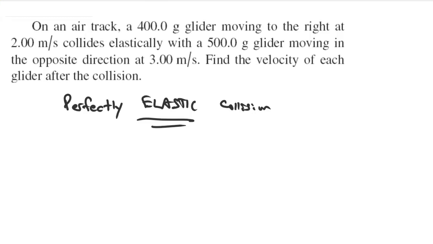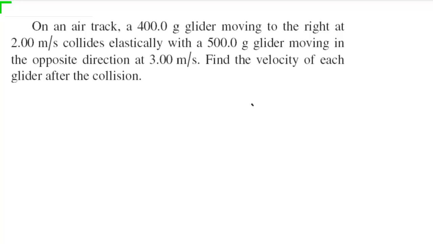So in this exercise, we have a 400-gram glider moving to the right, collides elastically with a 500-gram glider moving the opposite direction, so to the left. And we want to find the velocity of each one after the collision. So like any conservation of momentum problem, we need to set up a before and after. And since momentum is a vector, it's also very important that we have a coordinate system, right? So call positive x to the right, positive y upwards. And then let's look at what's going on before the collision.